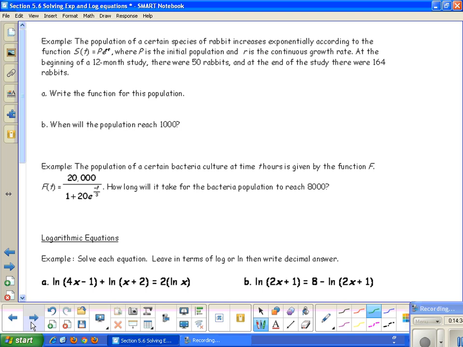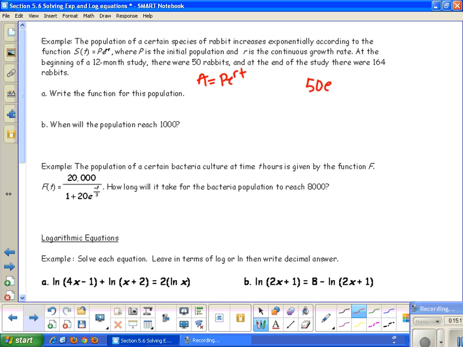So if we want to write a function for this population, we know we're using P e to the rt power because that's what it told me in the problem. I just need to find my initial amount and my rate. In this case, we were not given the rate. We were given that they initially started off with 50 rabbits, so we do know that. So I'm using A equals P e to the rt power. So for this, I know I started off with 50. And I know that's going to be times e because that's always my equation.